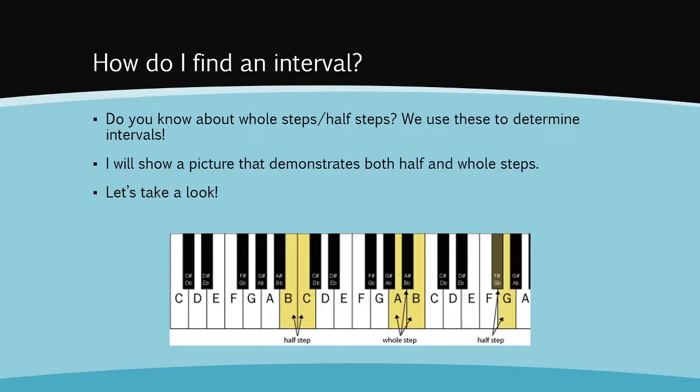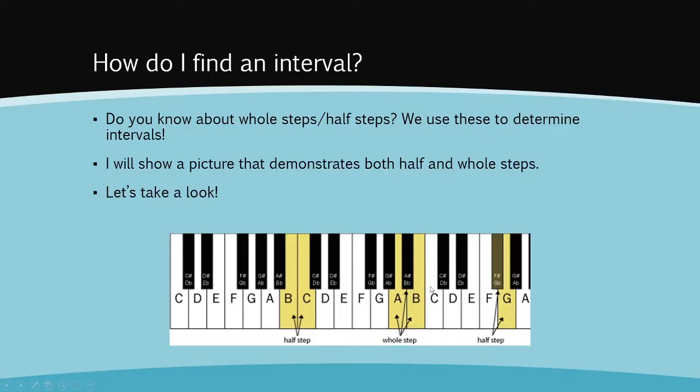We'll do another example up on the right side here. We have F sharp and G. Again, the G is right next to it, so we're going to call that a half step. F sharp to G is a half step. Now let's look at this one. It says whole step here.